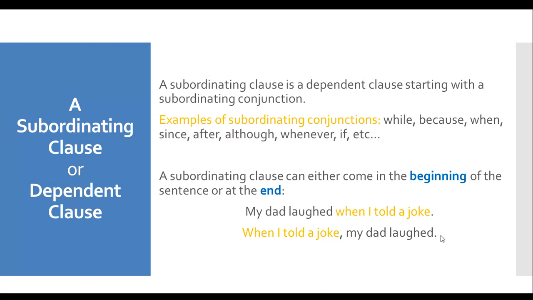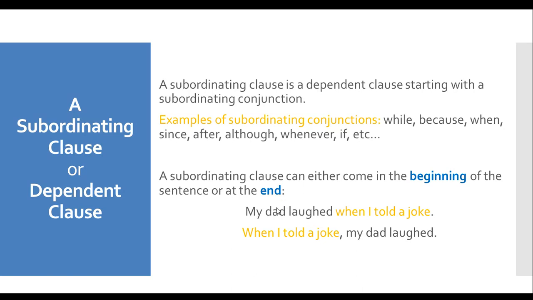A subordinating clause is a dependent clause starting with a subordinating conjunction. Here you have examples of subordinating conjunctions such as while, because, when, since, after, although, whenever, if. A subordinating clause can either come at the beginning of the sentence or at the end.